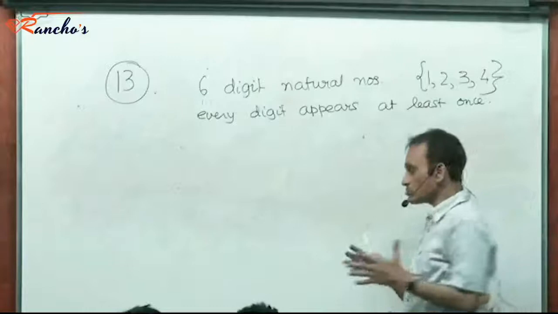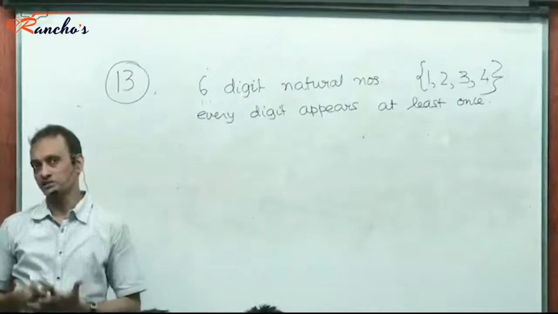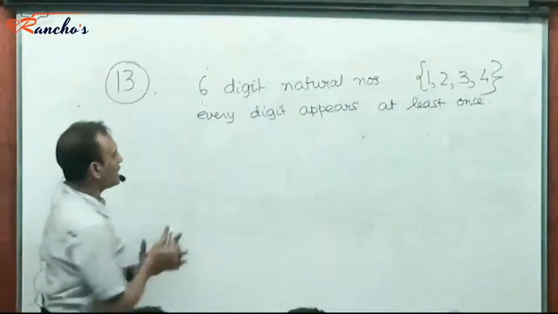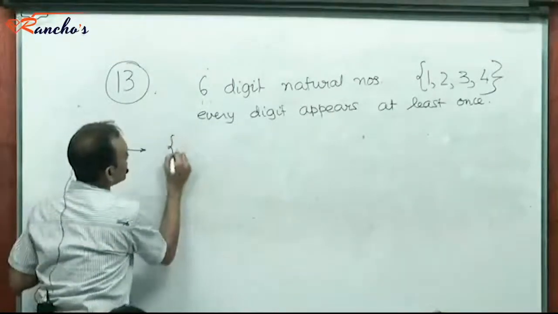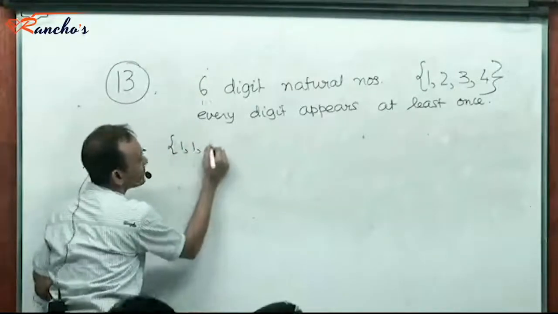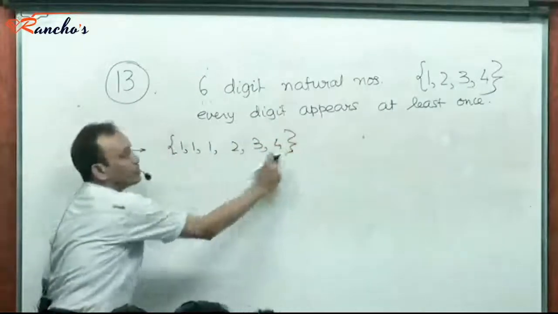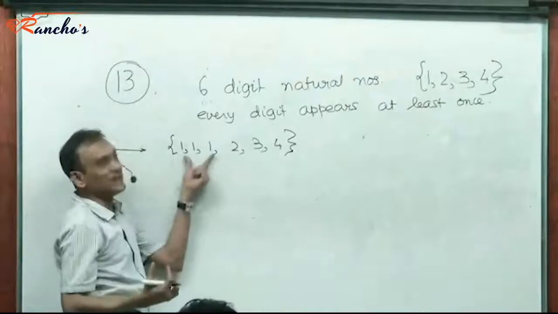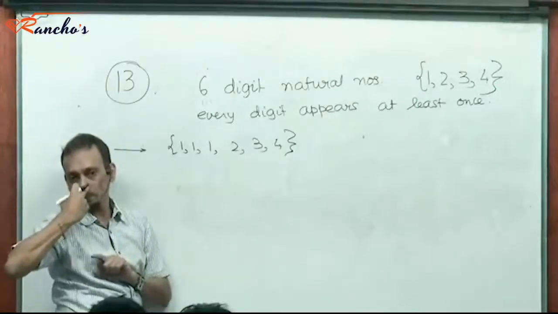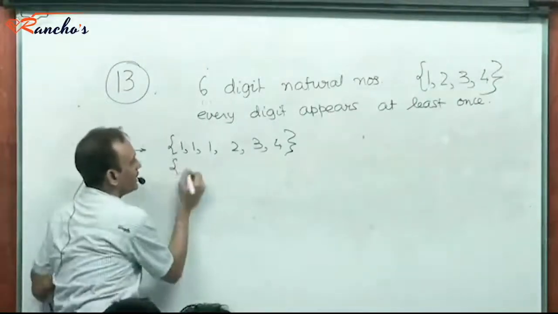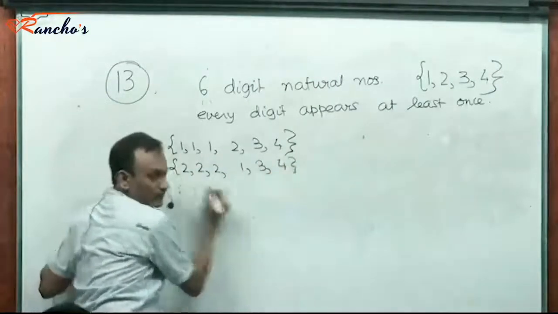The whole thing then is about partitioning the problem into categories. We can have numbers of the kind, say for example, a number could be constituted by using 1 thrice and 2, 3, 4. A given number selected thrice and the remaining 3 numbers once each. Yes or no? We could have had 2, 2, 2, then 1, 3, 4, and so on and so forth, right?